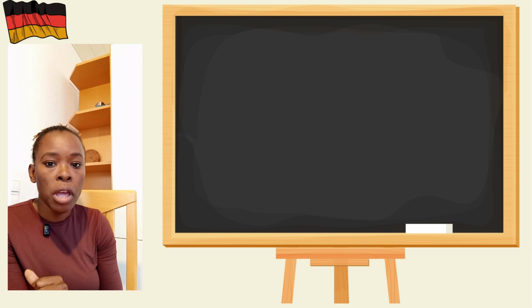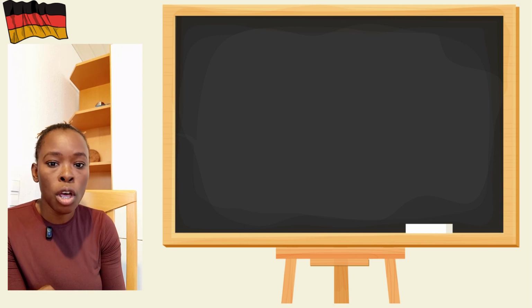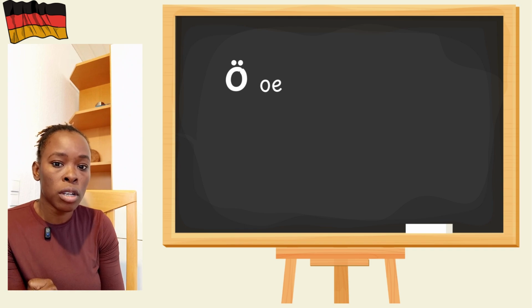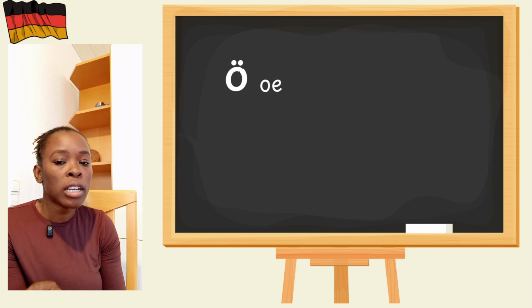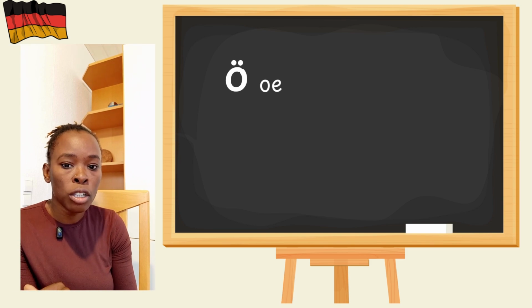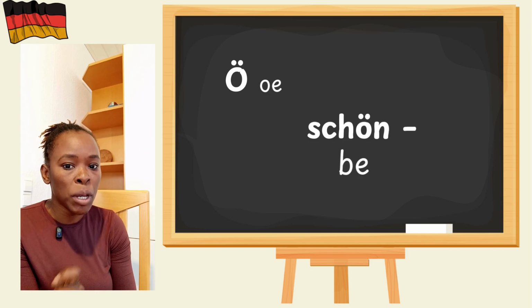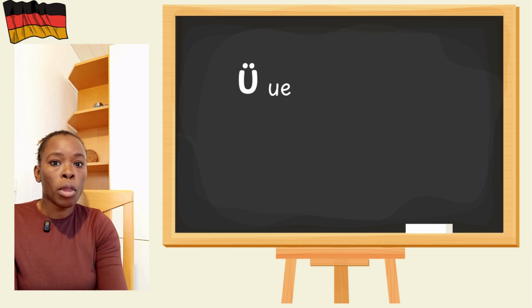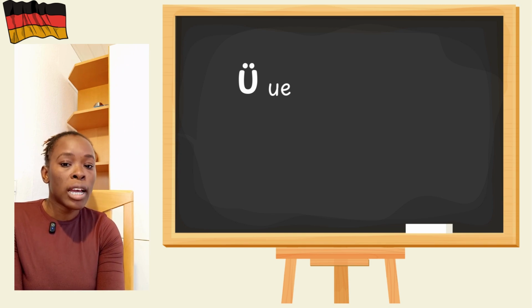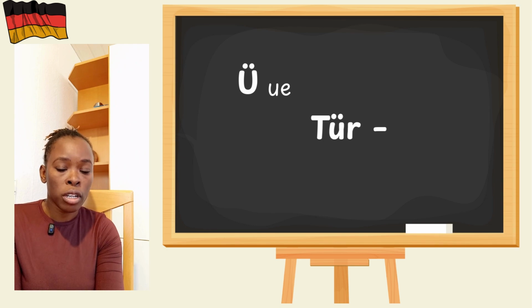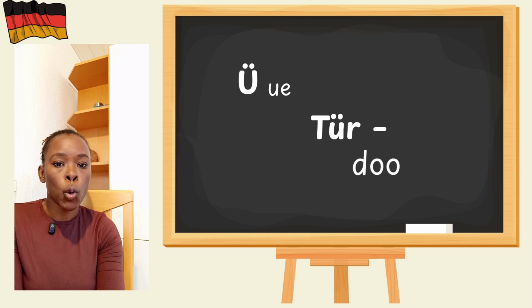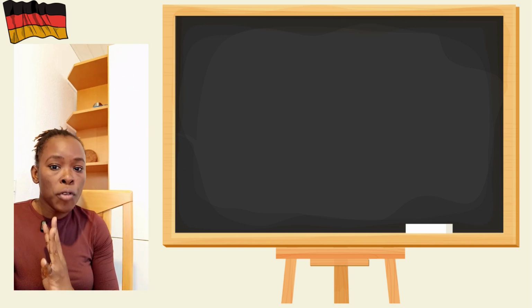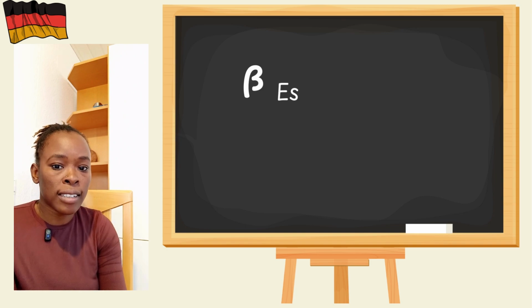Number 2, we have the special letter Ö. Example in a word, schön, meaning beautiful. Number 3, we have Ü. Example in a word, Tür. Tür means door. Number 4, we have ß.